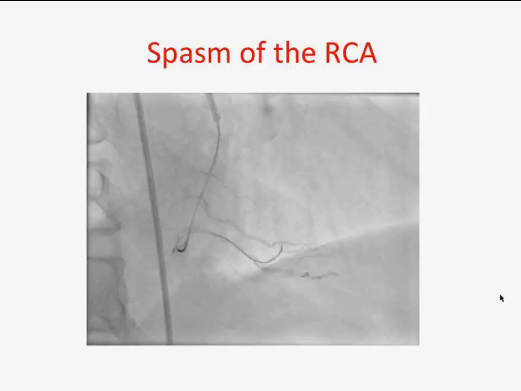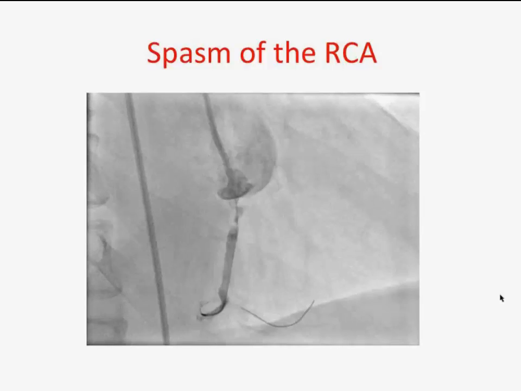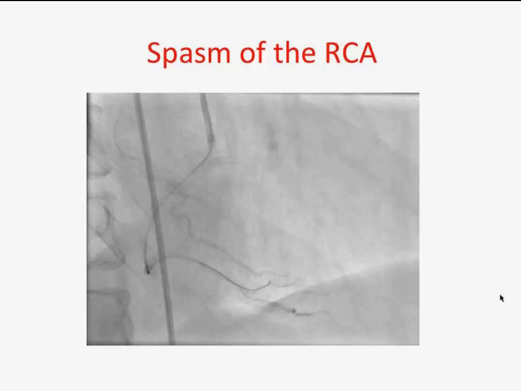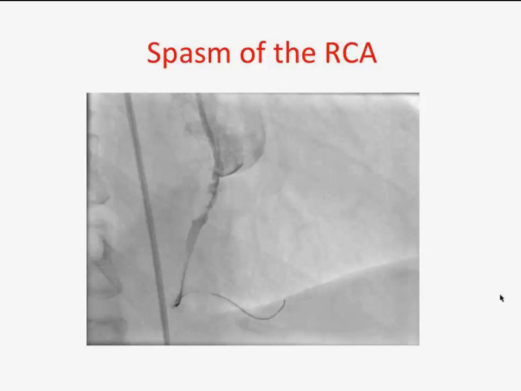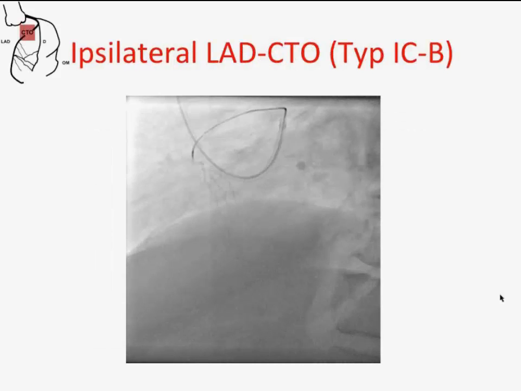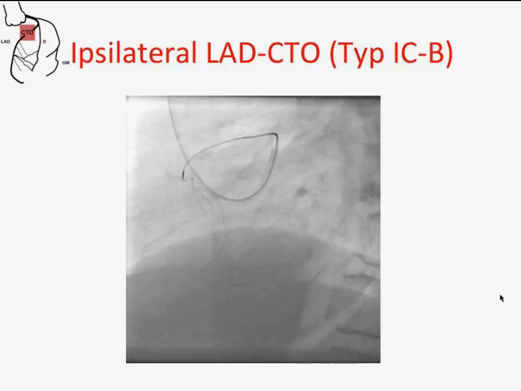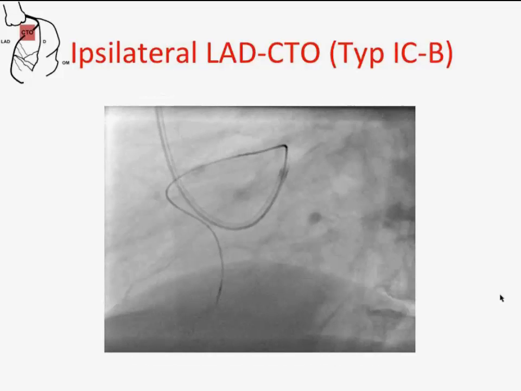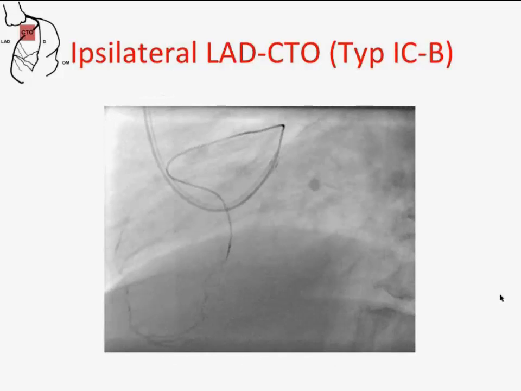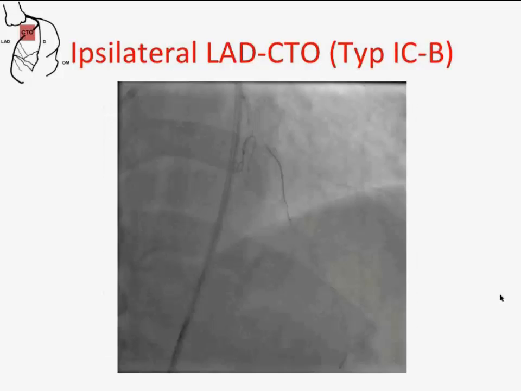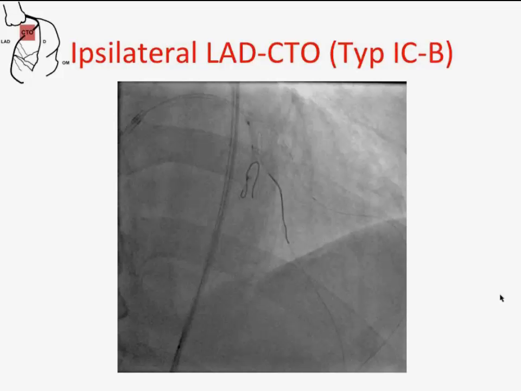So what I did is I tried to go retrograde over the RCA, and what occurred was a huge spasm after I put in the Corsair, so I couldn't continue with this approach. So I checked my retrograde pathway. I put a Corsair in and did a supraselective injection to check the epimyocardial branch. And then I went forward, with a Sion wire at this time. Here you can see, and finally I was able to pass this collateral.